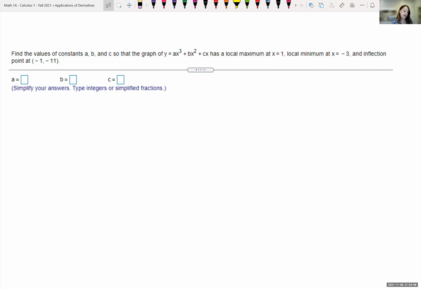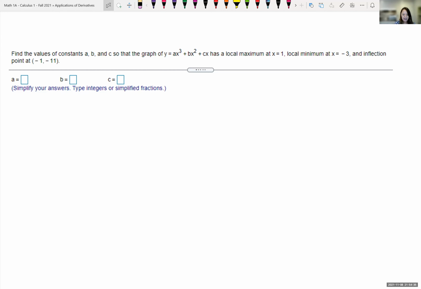Okay, so looking at a homework problem from 4.4 in our textbook, it says find the value of the constants a, b, and c so that the graph y equals ax cubed plus bx squared plus cx has a local maximum at x equals 1, a local minimum at x equals -3, and an inflection point at (-1, -11). Okay, so let's look at this.